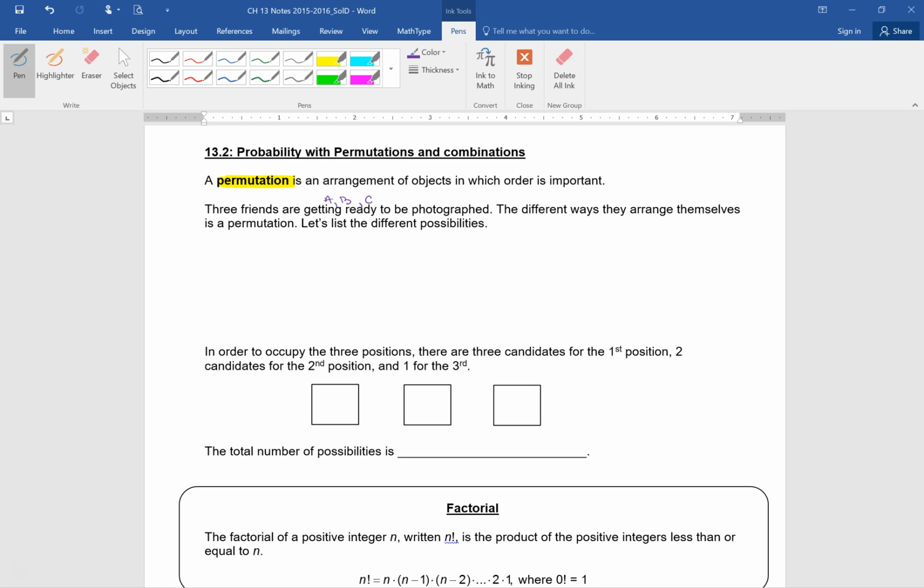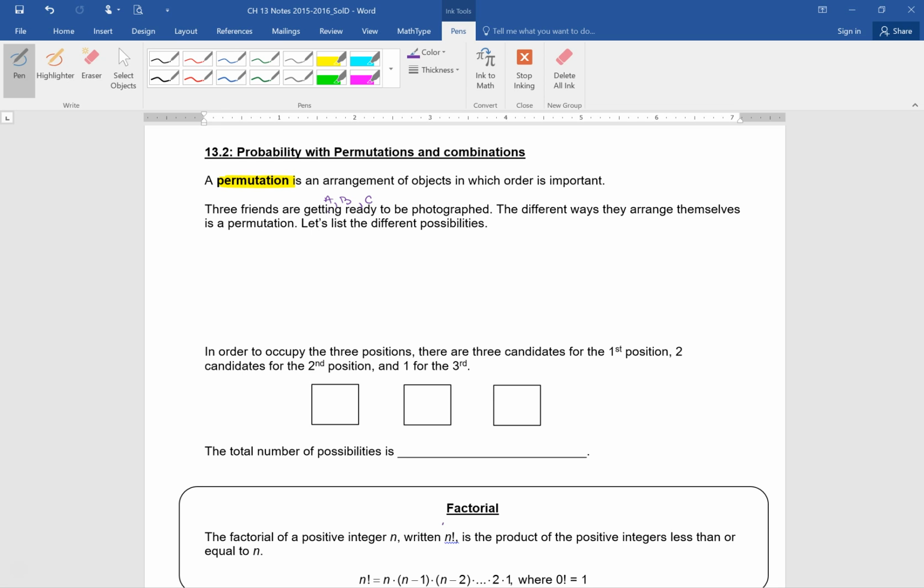So you call them up to take a photograph. Now they could stand in the order of A, then B, then C. That's one permutation. Or they could stand in the order of B, then C, then A. That's a different permutation, right? So if you look at the photo, that's going to look different, okay? It's going to be a different picture. So each of these is a different permutation.